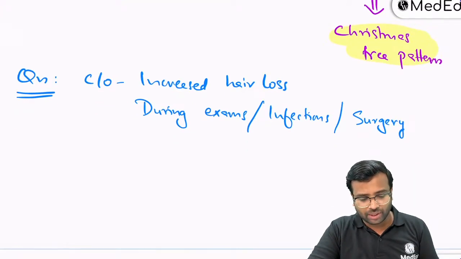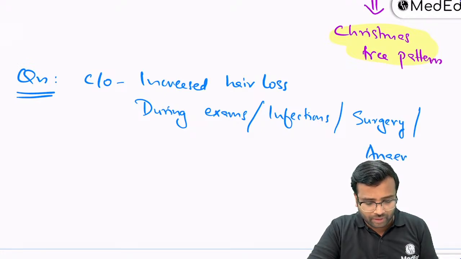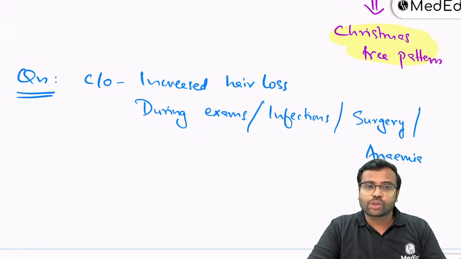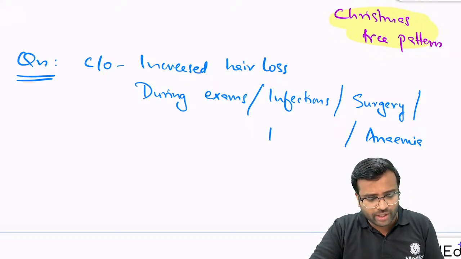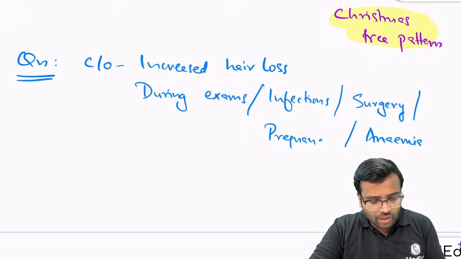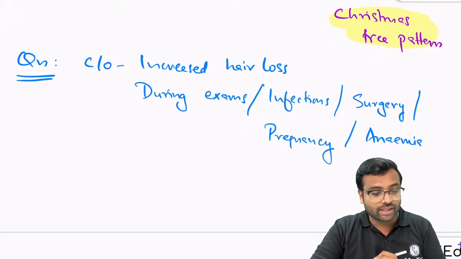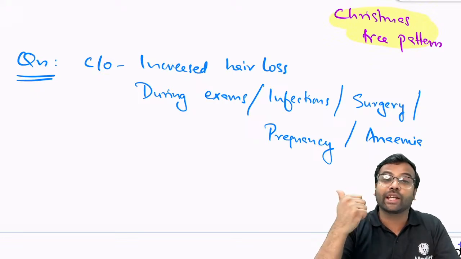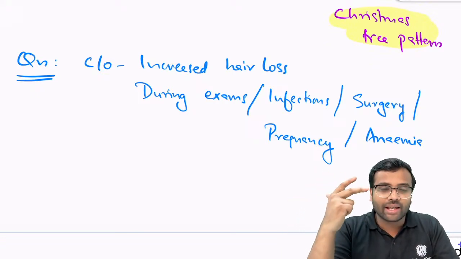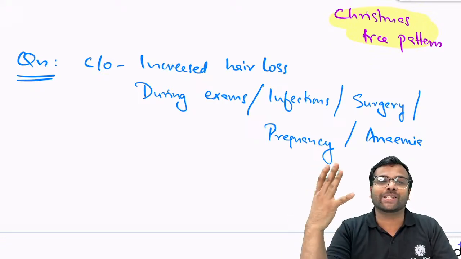Another example is a patient having anemia, meaning hemoglobin is less. In anemic patients also they complain that I'm having a lot of hair fall. Another example I can give you is pregnancy. So my question to all of you is, what is the common factor in exams, in infections, in surgery, in pregnancy, in anemia? Is there anything common?